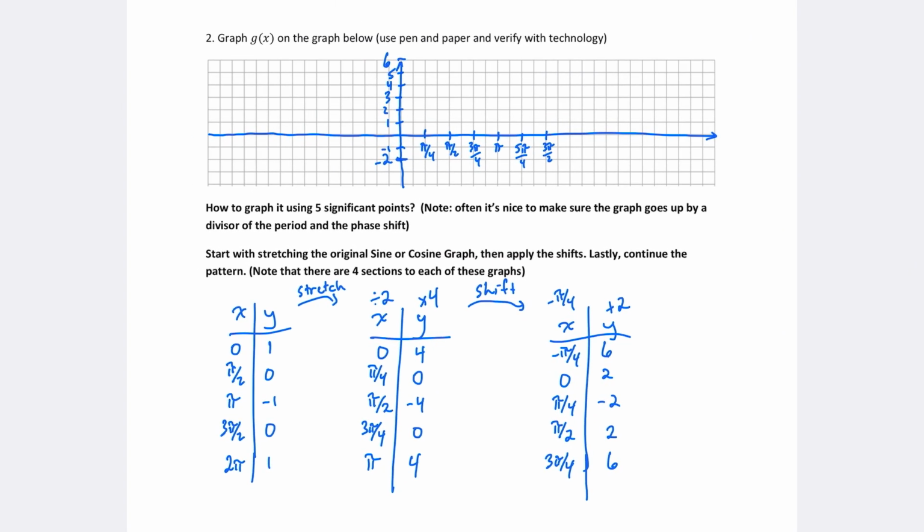We can go to our graph now and label this. So at negative pi over 4, it's at 6. At 0, it's at 2. At pi over 4, it's at -2. At pi over 2, it's at 2. And at 3 pi over 4, it's at 6. And so we can see the graph comes down, goes back up again. And this is going to continue.